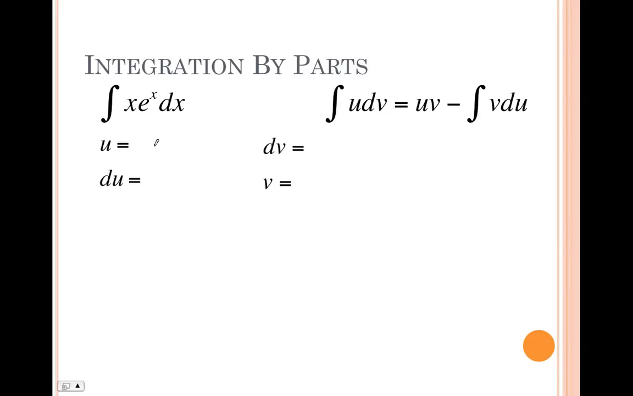I'm going to set u to be x, because when I take the derivative of x, it gets nicer. It becomes 1. And I'm going to set dv to be e to the x, because I can integrate it, and I still get e to the x.